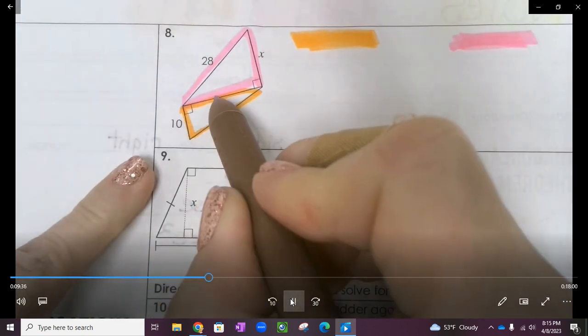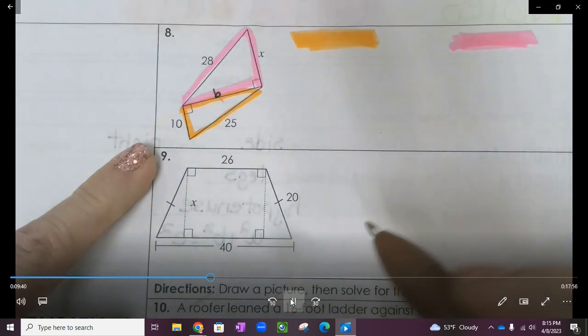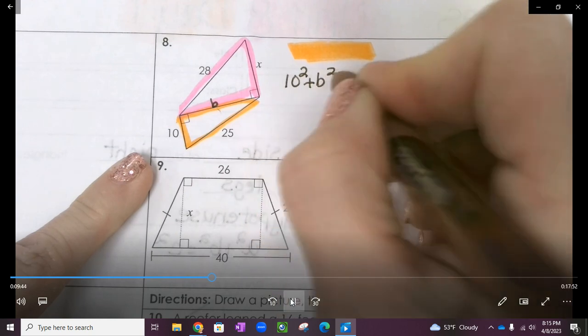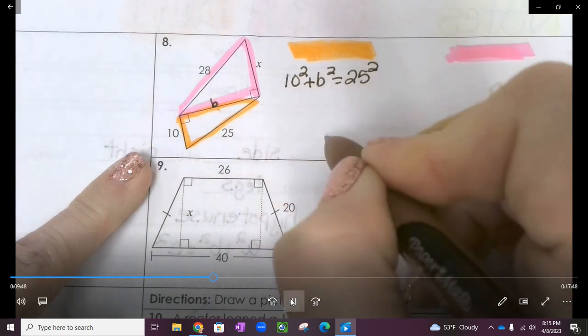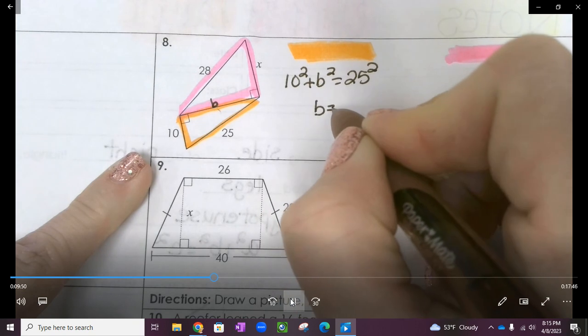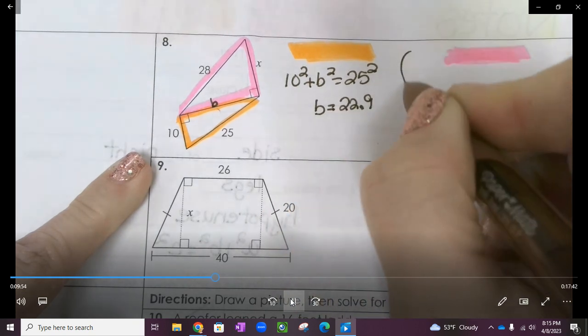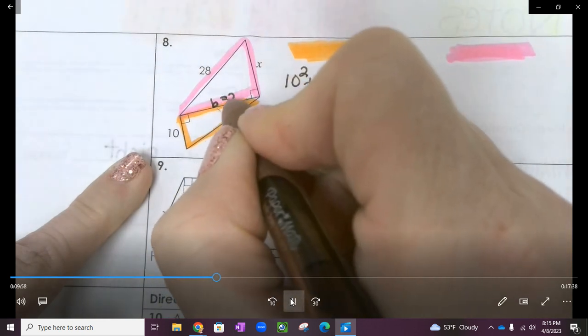Okay, so let's go ahead and, now be careful, guys, here's your right angle. This is your A and B. So I'm going to put a B right here. Okay, that's what I'm trying to find. So it's going to be 10 squared plus B squared equals 25 squared. I'm going to skip the work, assuming we know how to do this by now. We get 22.9. So that means B is 22.9.